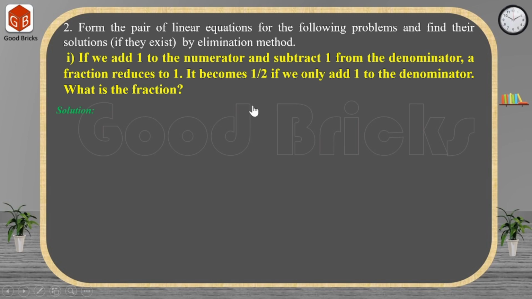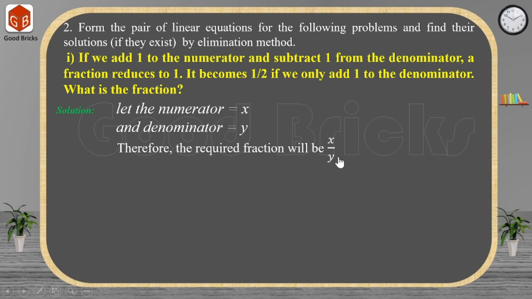First and foremost thing is we don't know the fraction. So let us assume that numerator of the fraction is x and denominator of the fraction is y. So what will be our fraction? x by y will be our fraction. Now go back and check what they have given in the question.